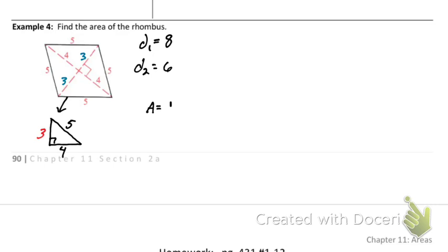So our area is going to equal 1/2 times 8 times 6. Well, half of 8 is 4. 4 times 6 is 24. Did we give units? No, we didn't, so let's just do units squared.